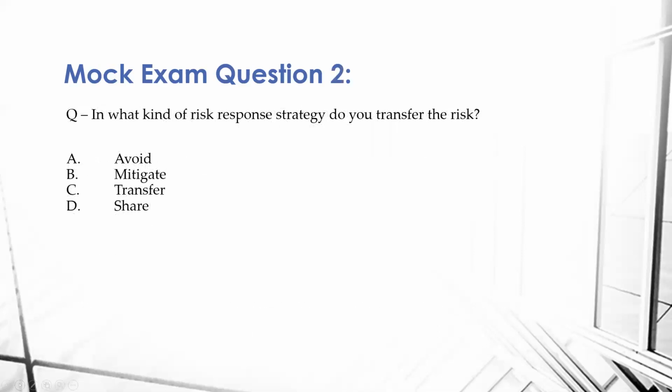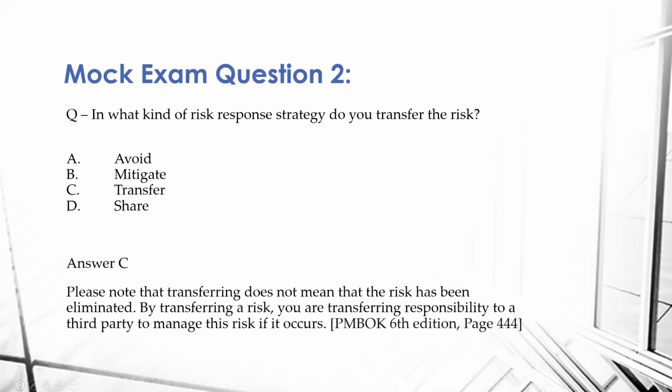Another example of a question is, in what kind of risk response strategy do you transfer the risk? A, avoid, B, mitigate, C, transfer, D, share. The answer is C. Please note that transferring does not mean the risk has been eliminated. By transferring a risk, you're transferring responsibility to a third party to manage this risk if it occurs. Again, that can be found in the PMBOK 6th edition, page 444.